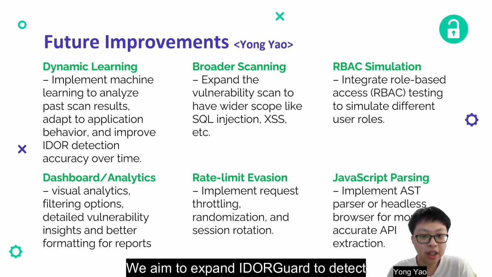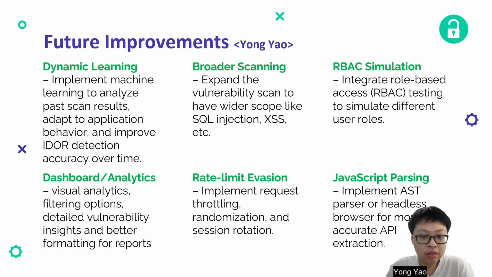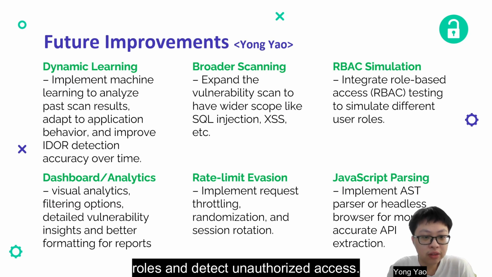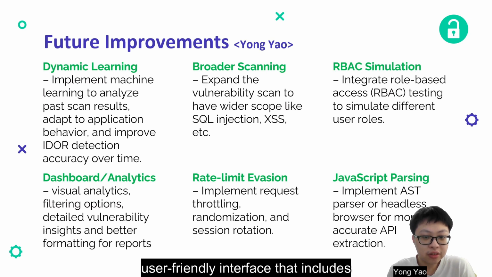We aim to expand IDORGuard to detect additional vulnerabilities such as SQL injection and cross-site scripting instead of only scanning IDOR vulnerabilities. Third, role-based access control simulation. IDORGuard will incorporate role-based access control, aka RBAC, testing to simulate different user roles and detect unauthorized access. Fourth, an improved dashboard with a user-friendly interface that includes visual analytics, filtering options, and better report formatting.